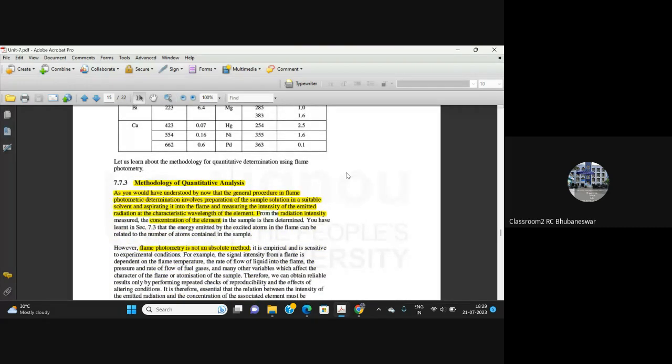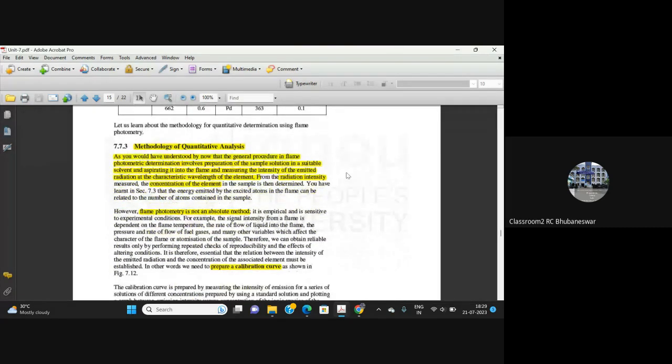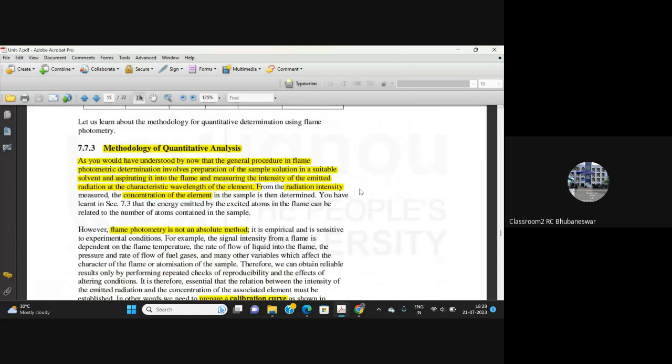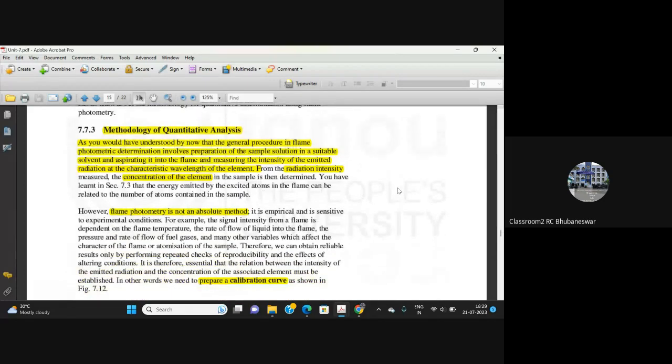Okay, so the methodology to adopt for this quantitative analysis. Here I'm just making it more clear.